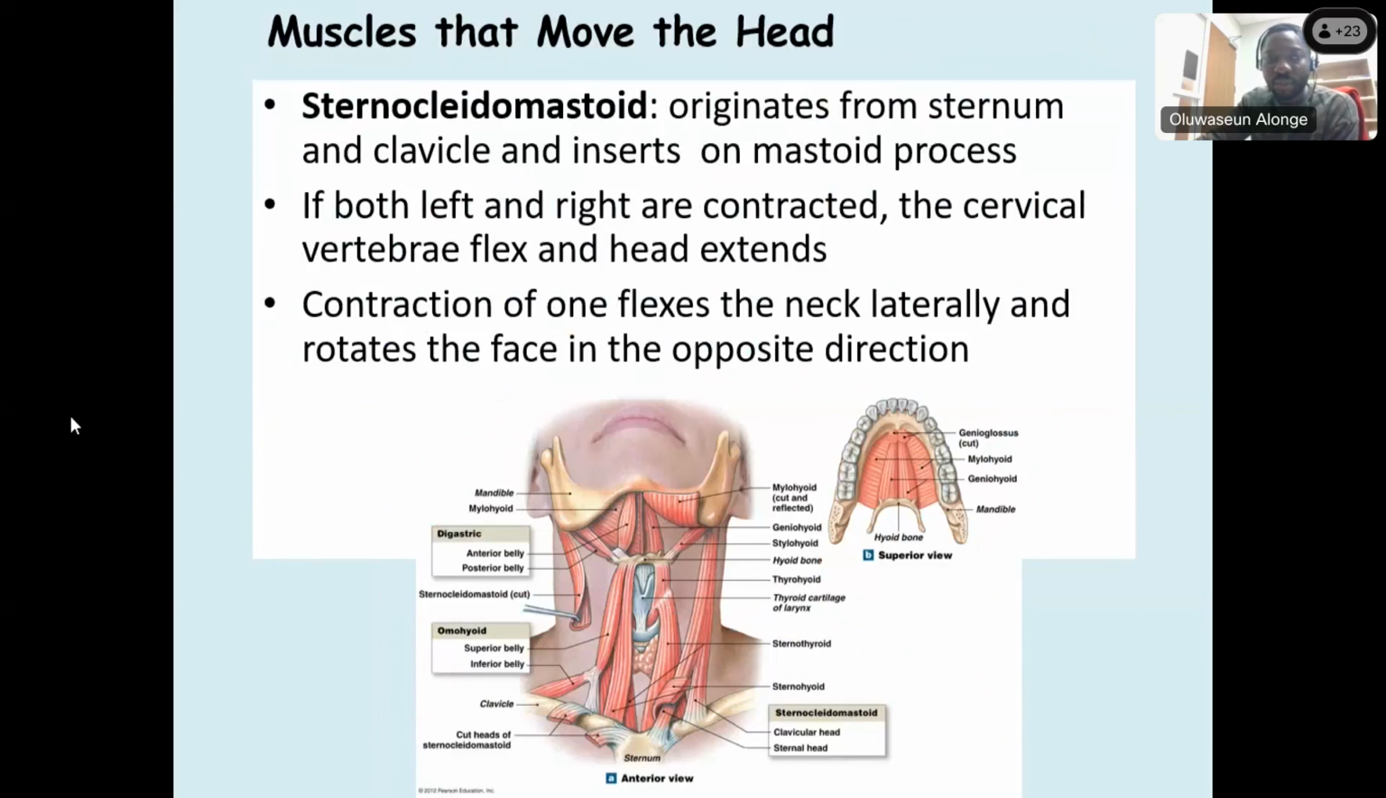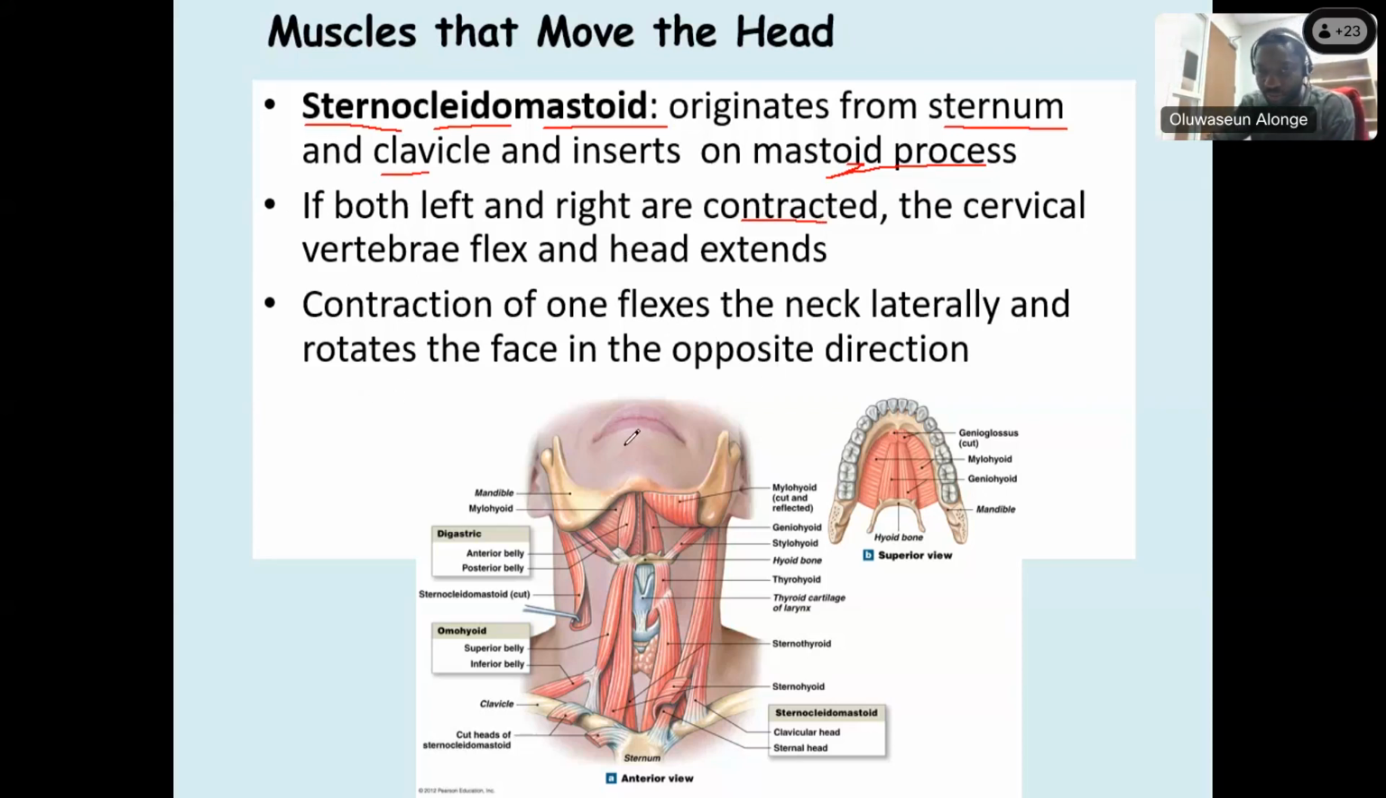Now, the other muscles that I expect you to know are the muscles that move the head. Obviously, when you think of the muscles that move the head, you think about the sternocleidomastoid, right? The sternum, cleido, and mastoid. They originate from the sternum and clavicle and insert into the mastoid process of the temporal bone. If both left and right are contracted, what's going to happen? The cervical vertebrae will flex, and the head will extend at that point. Contraction of one flexes the neck laterally and rotates the face in the opposite direction.